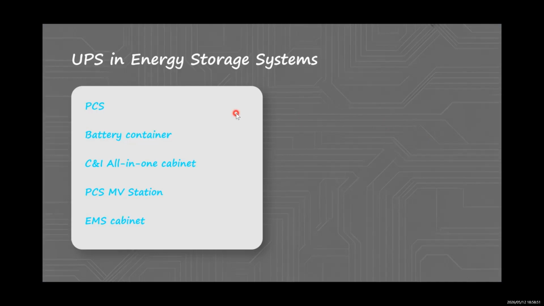Next, we will discuss some applications of UPS in energy storage systems: PCS, battery container, C&I all-in-one cabinet, PCS MV station, which means an integrated system including the PCS, step-up transformer, and medium voltage switchgear, and then the last, the EMS cabinet.